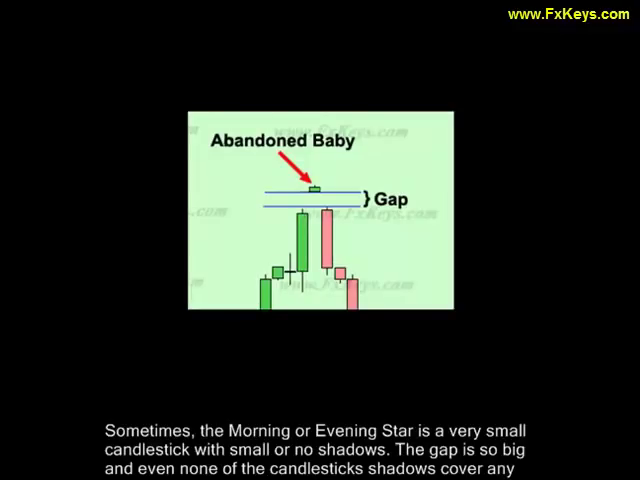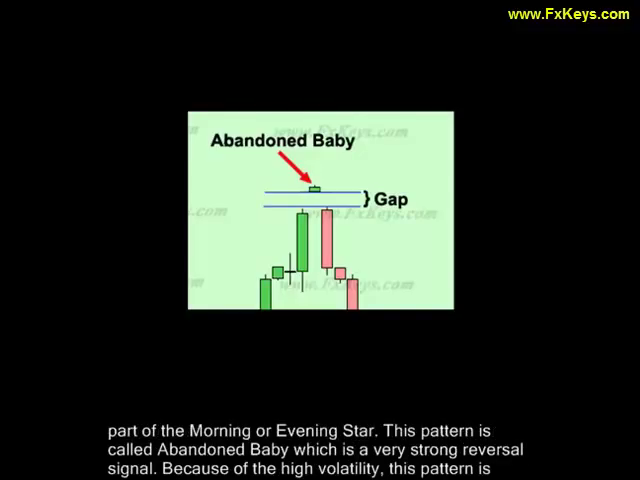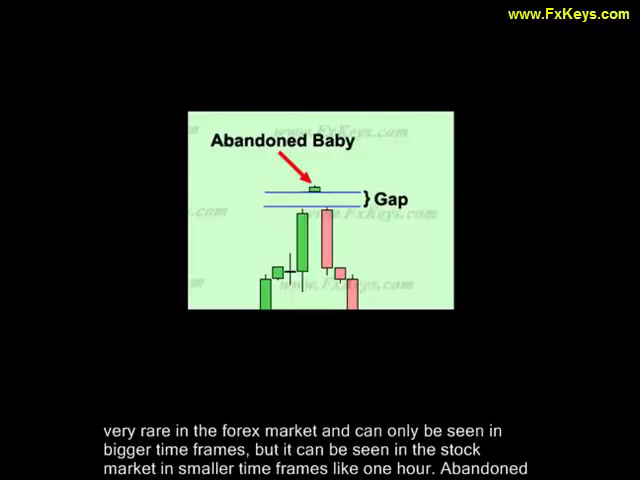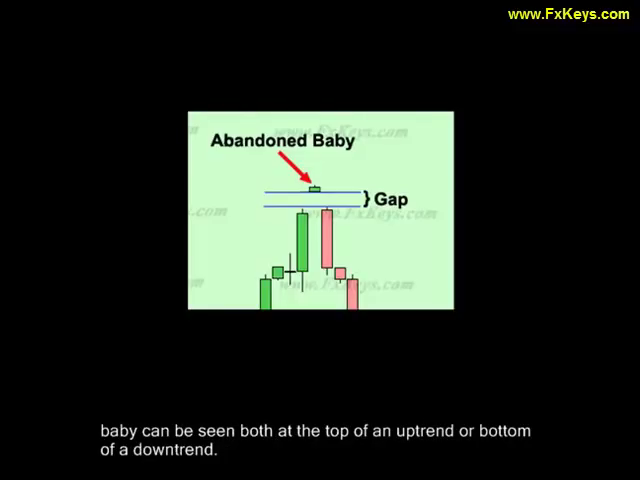Sometimes, the morning or evening star is a very small candlestick with small or no shadows. The gap is so big, and even none of the candlestick shadows cover any part of the morning or evening star. This pattern is called abandoned baby, which is a very strong reversal signal. Because of the high volatility, this pattern is very rare in the forex market, and can only be seen in bigger time frames, but it can be seen in the stock market in smaller time frames, like 1 hour. Abandoned baby can be seen both at the top of an uptrend or bottom of a downtrend.